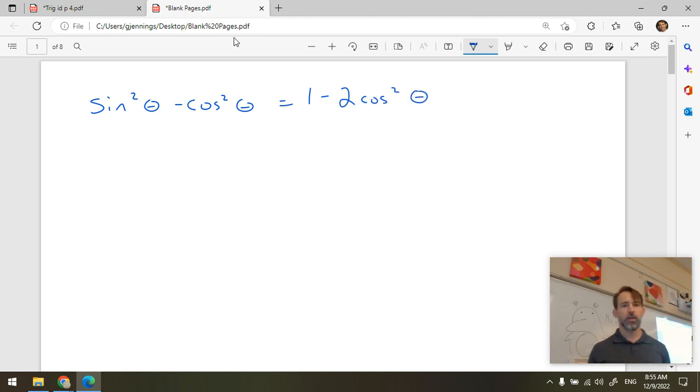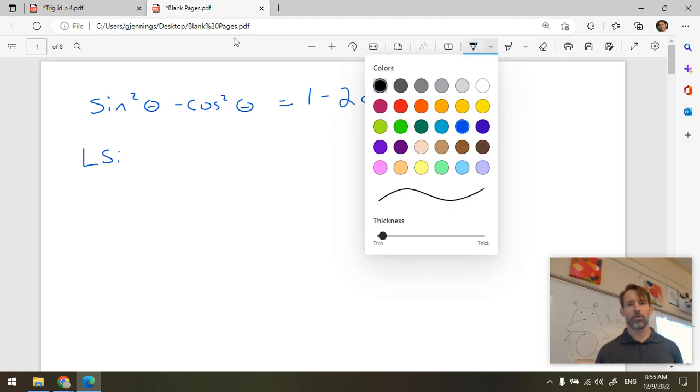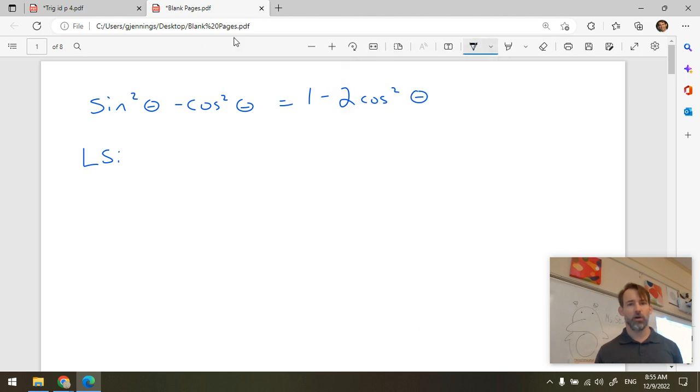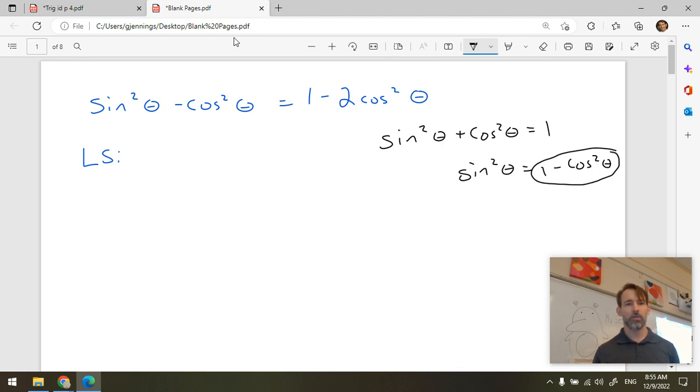All right. So here, let's start working with the left side. Sine squared theta. I have this identity that I'm going to draw on here. An identity means something that's always the same. So I know that sine squared theta plus cosine squared theta equals 1. Let's rewrite this to solve for sine squared theta. Sine squared theta equals 1 minus cosine squared theta. Okay, so I'm going to substitute that in for sine squared theta there.